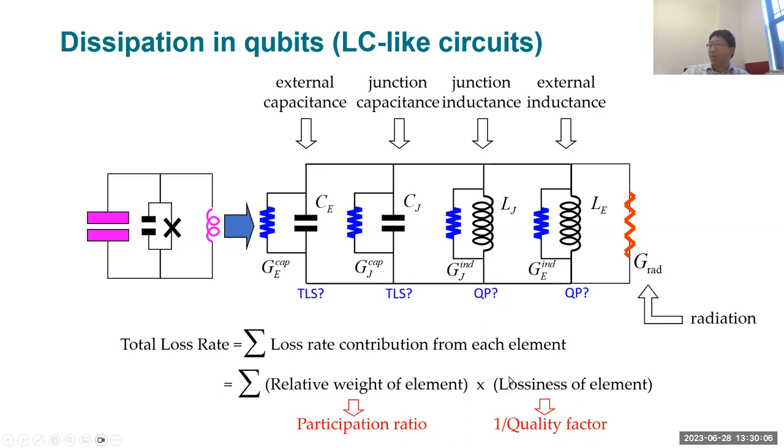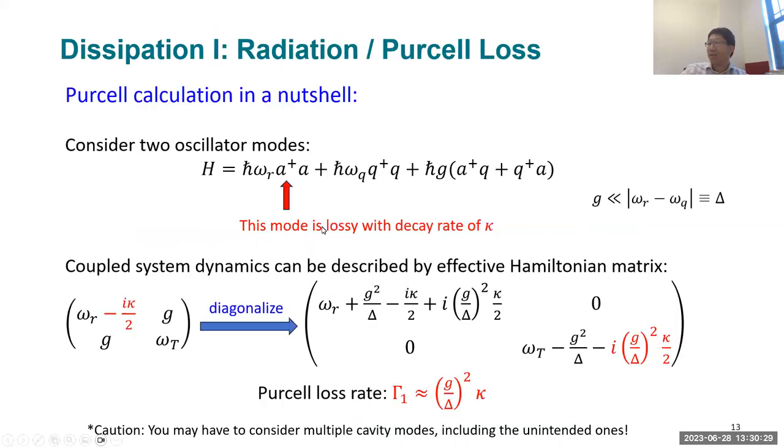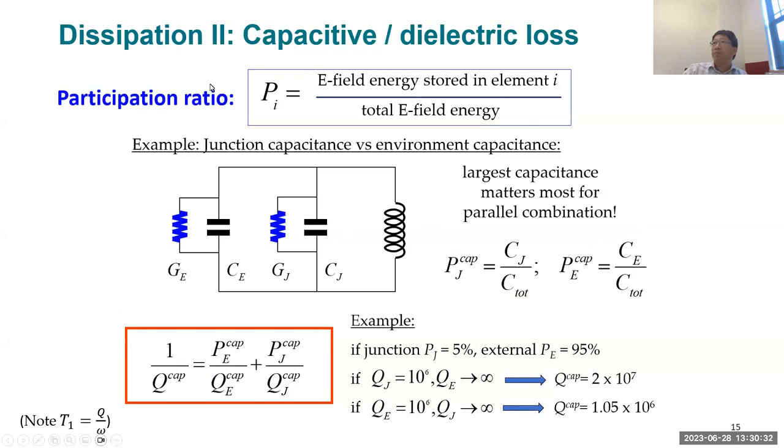This is multiplied by how lossy, how bad that element is, which you can express as 1 over the quality factor. So the quality factor tells you essentially how perfect your capacitor or inductor, your total oscillator, is. The larger the quality factor, the more it roughly represents how many oscillations your oscillator can carry. Okay, so now let's think about capacitors.